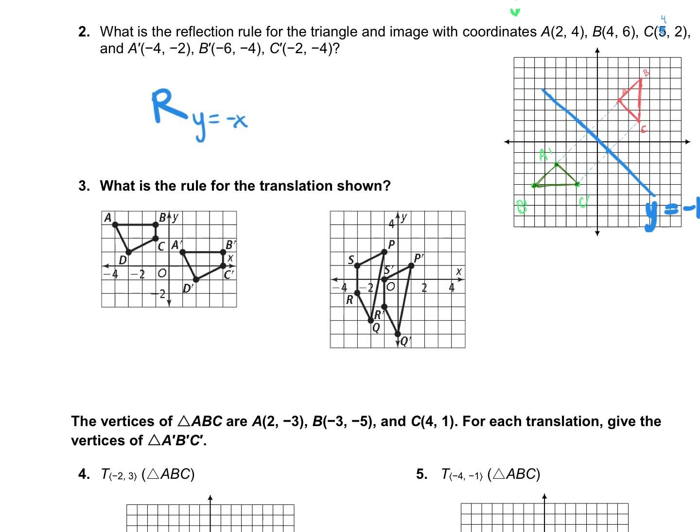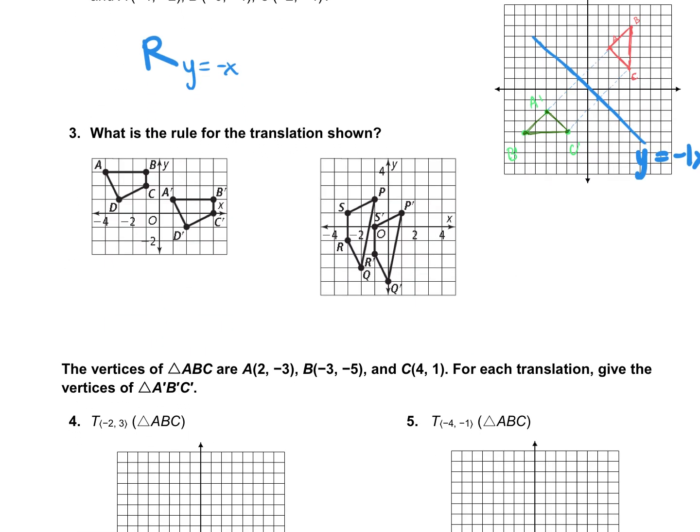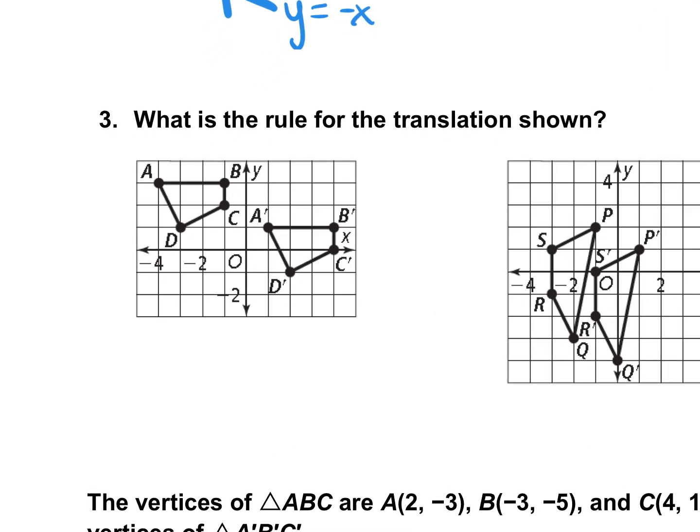All right, so number 3, what is the rule for the translation shown? So we have two problems here, kind of part A and part B. So first of all, they did tell us translation. Translation is shifting. You have horizontal shifting and vertical shifting. So to do this, all you have to do is track one point from each image. So I think maybe B would be an easy one to track.